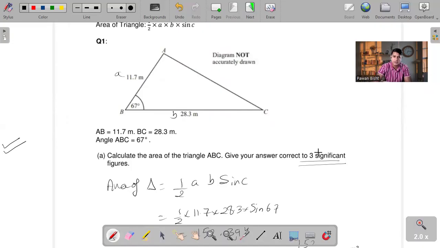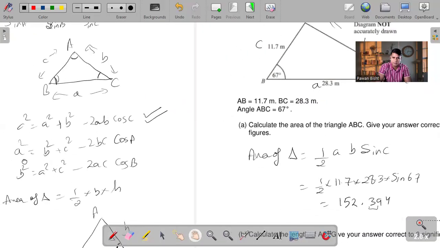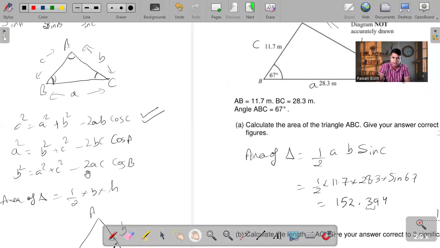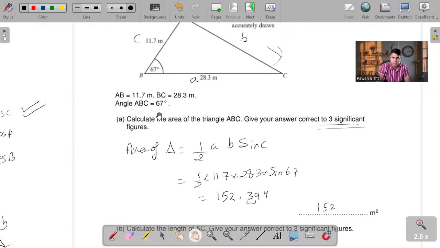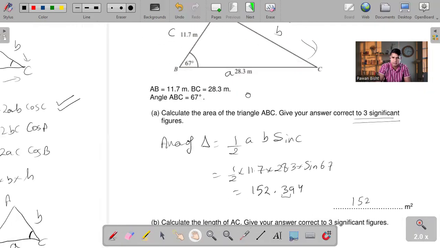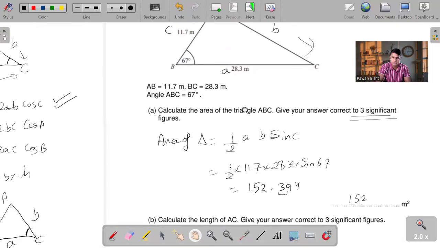Next, you have to find the length of AC. AC means this length you have to find. Now if I consider this as A and this as C, we have to find B. So which formula are we applying? B square is equal to A square plus C square minus 2AC cos B. So we are using the cosine rule.